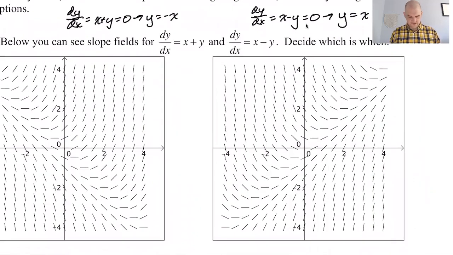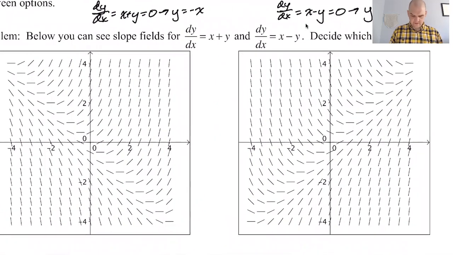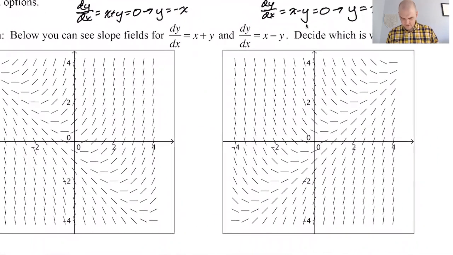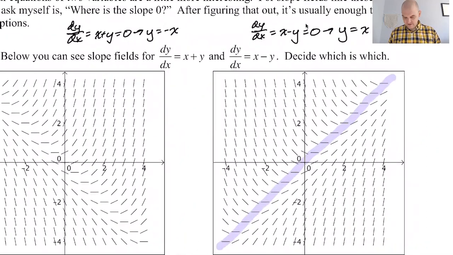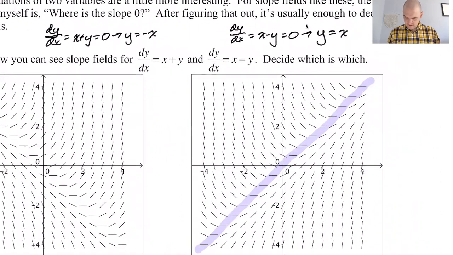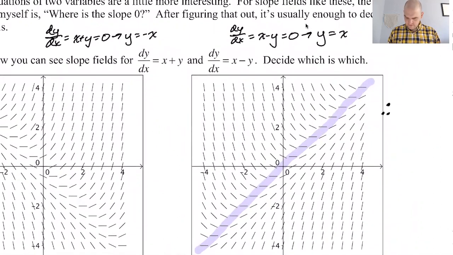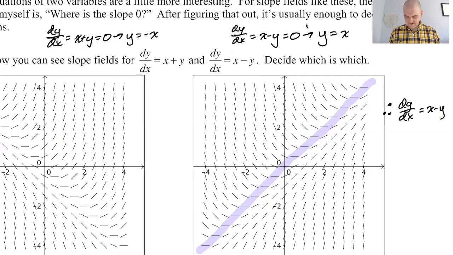Now you go to your slope field and look along those lines. For example, along this one, we can see dy dx is definitely equal to 0, and that's the line y equals x. Therefore, this must be dy dx equals x minus y, which I do all the time. Whenever it's choose between the two, they're always in the same exact order.